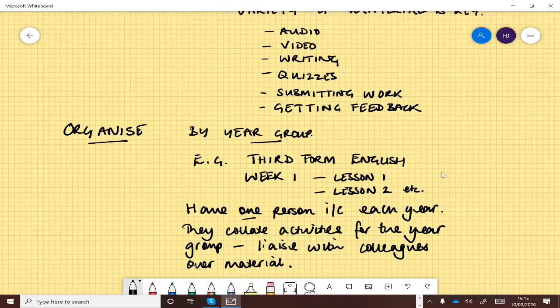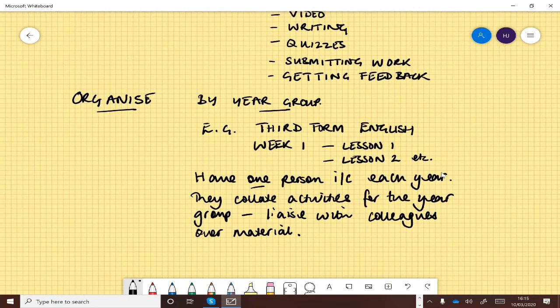What I'm hoping here is that we're going to organise these pages via year group. So I think, for example, let's not set them by class. So organise by year group, not by individual class. So what we may have, for example, is for third form English, we may have a week 1 page, which includes within it lesson 1, lesson 2, etc. And for each one of those, we would have activities which people in the third form studying English are pointed towards.